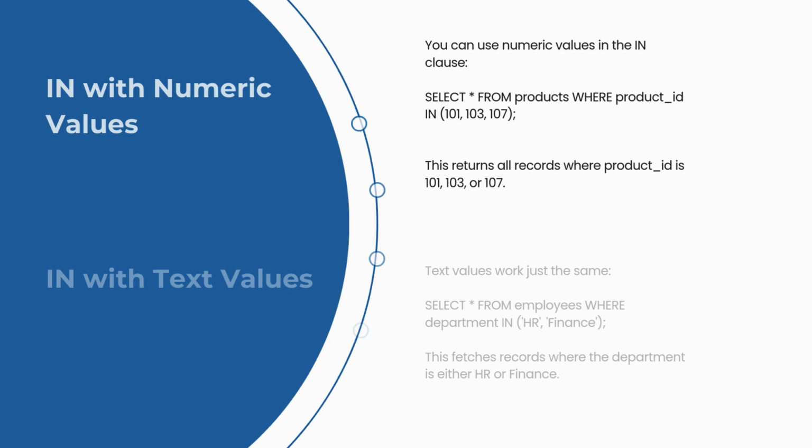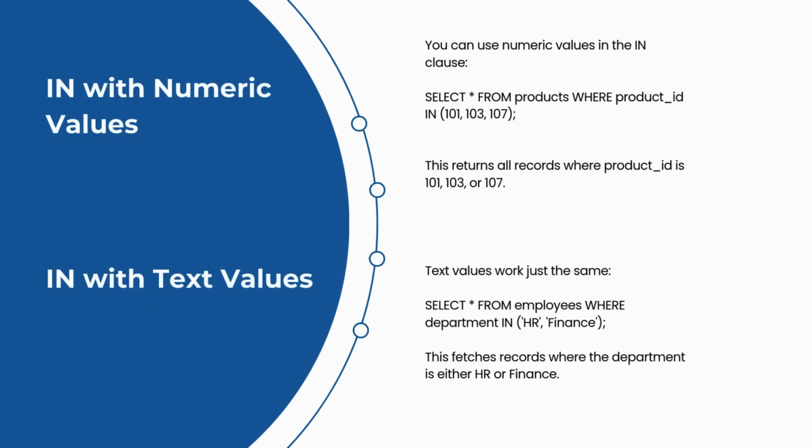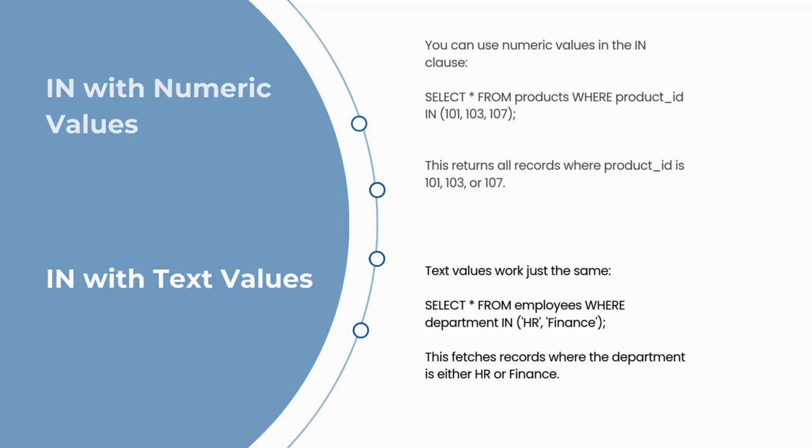You can use the IN statement with numbers too. For instance, if you want to fetch products with IDs 10, 15, and 20, simply write a query using IN followed by those numbers. IN works great with text values as well. If you are filtering departments like sales, marketing, or HR, just include those values inside your IN clause. This is especially helpful in reports or dashboards where specific categories are needed.